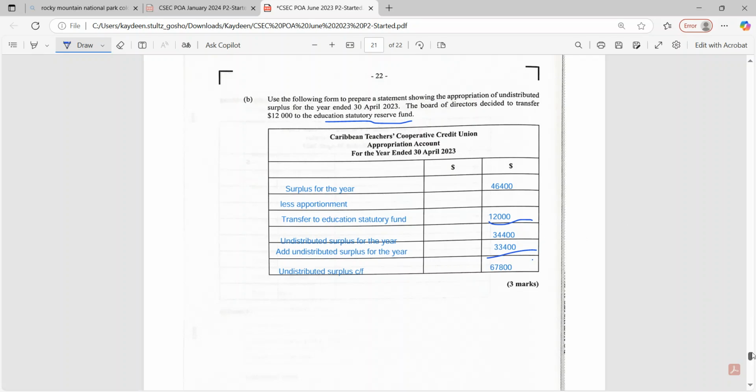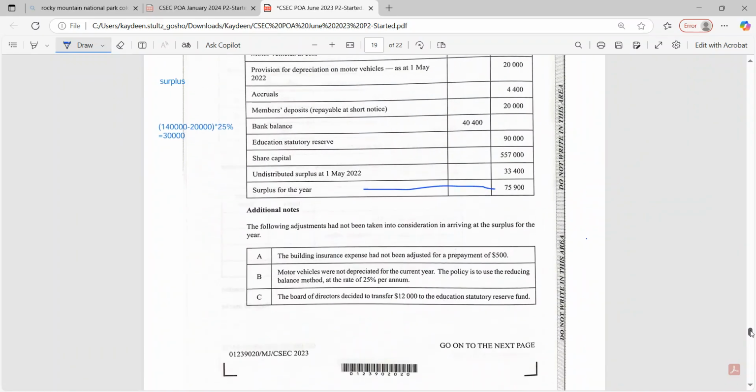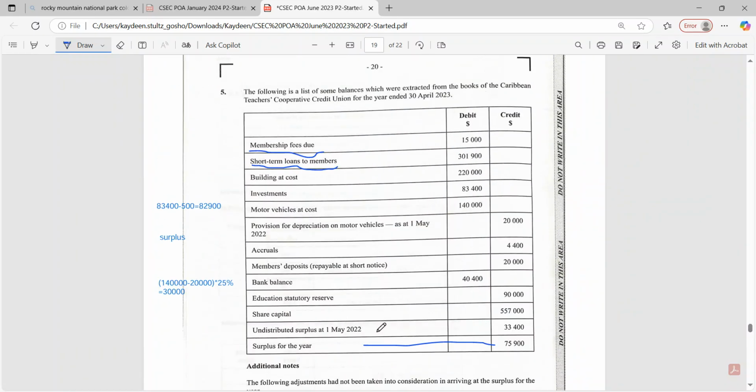You're going to look in your question to see if there's any undistributed surplus for the year. We have undistributed surplus for last year of 33,400.